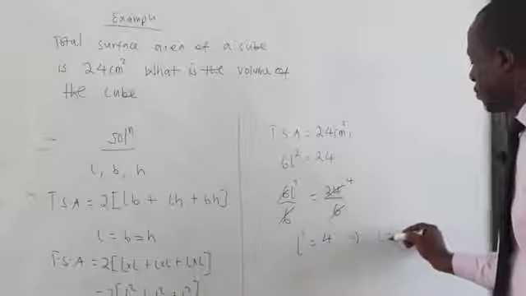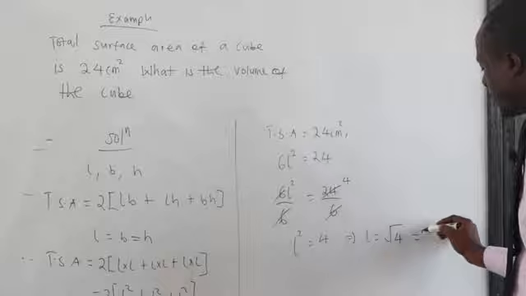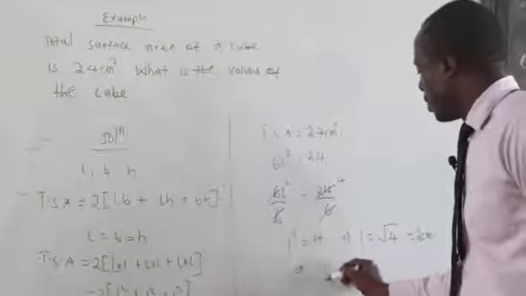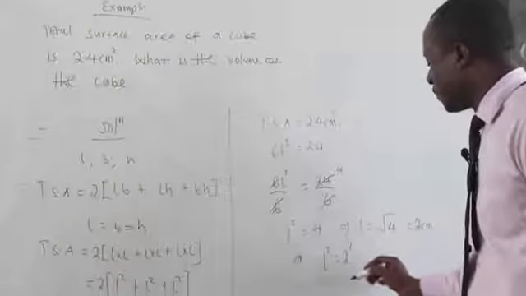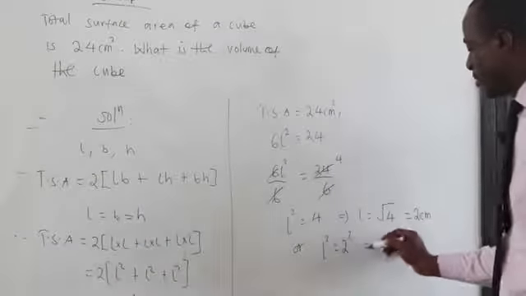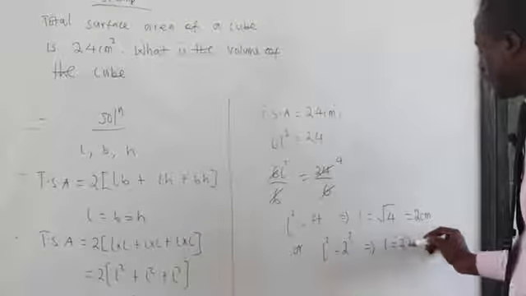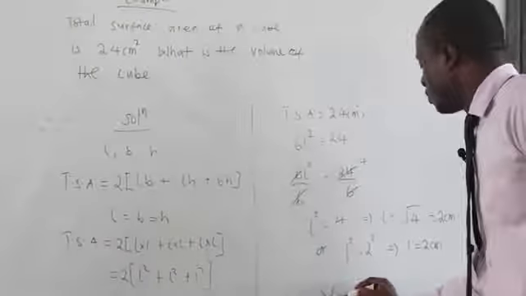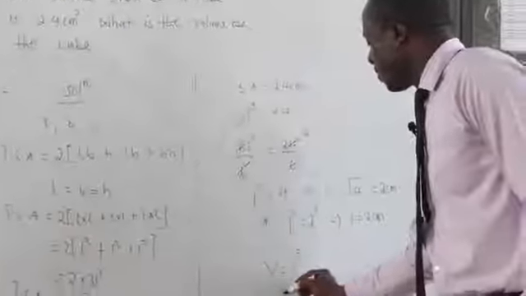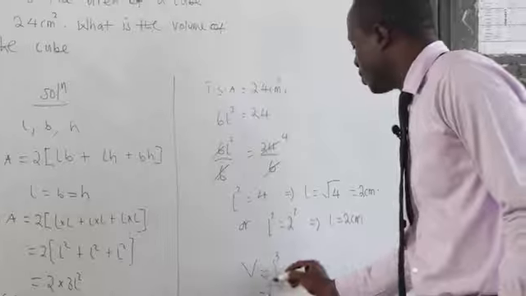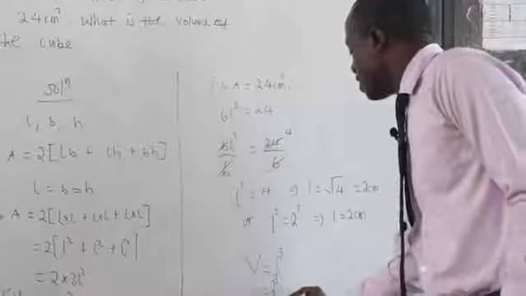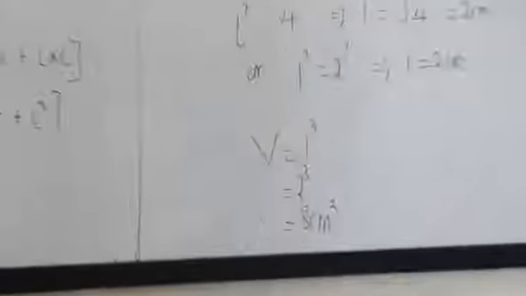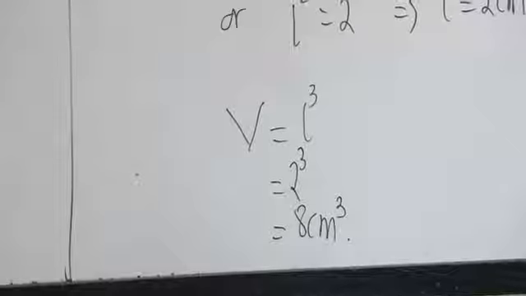Clearly, we have L to be equal to the square root of 4, and this is 2 centimeters. Or L square equal to 2 square, which is 4. Because the exponents are the same, we can say that L is equal to 2 centimeters. What do we want to find? Volume. Now, volume is L to the power 3, and this is 2 to the power 3, which will give us 8 centimeter cube. That is the volume of the cube given to us.